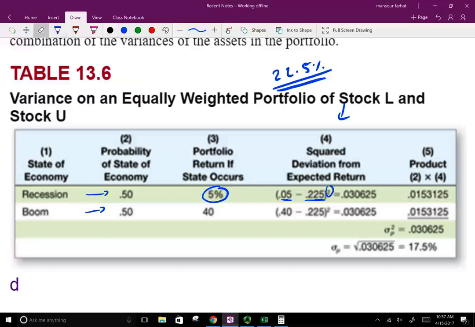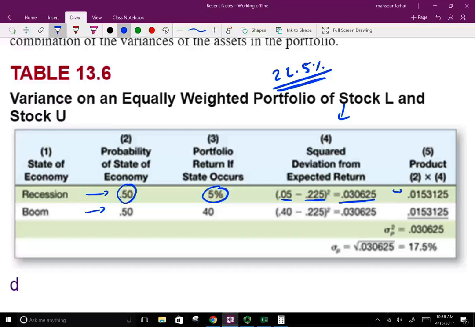First, you raise it to the second power. We squared it, and it is 0.030625. Then we take 50%, because there's a 50% chance this is happening, times this squared deviation of 0.030625, which gives us a product of 0.015315.